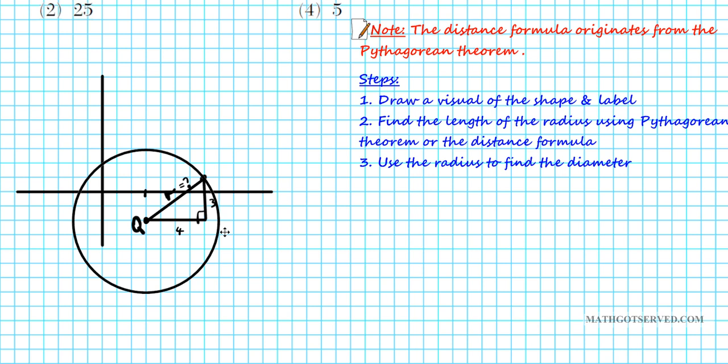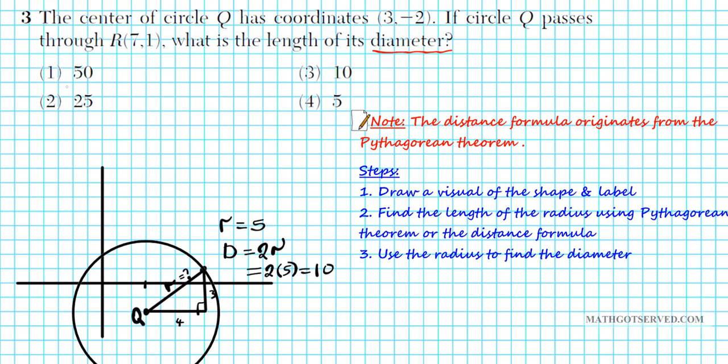If you know your Pythagorean triples, you know that the radius R is equal to 5 because this is a 3, 4, 5 right triangle. If R is 5, the diameter is twice the radius. Since the radius is 5, we double 5 and get 10. Our answer for number 3 is 3.